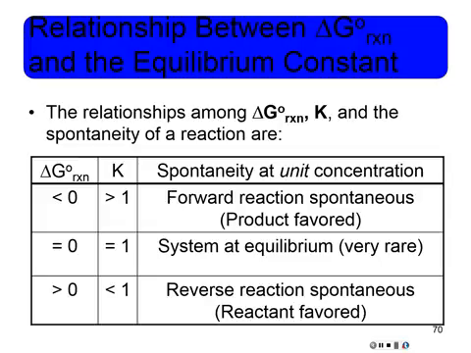Okay, this is pretty rare, where you end up having kind of equal concentrations of reactants and products, like a 50-50 mixture. That would be that delta G is equal to 0, and then K is exactly 1. So that's just not something that occurs a lot of the time. Okay, if delta G is greater than 0, it's non-spontaneous in the forward direction, so it's going to be spontaneous in the reverse, right? So this is going to be reactant favored.